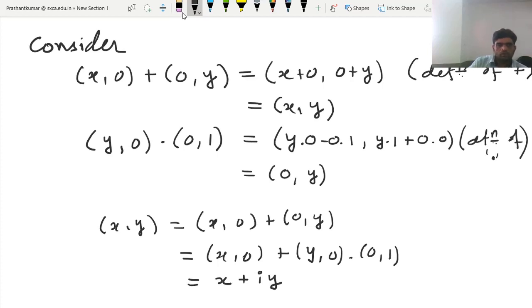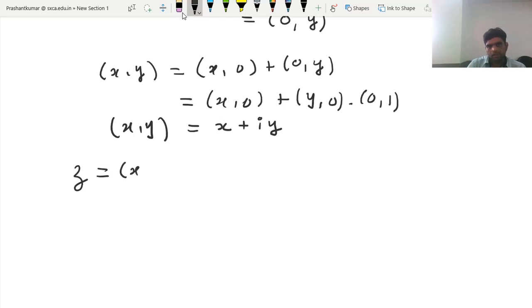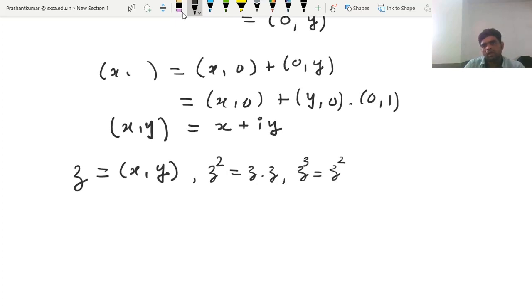Now what we can say is that any ordered pair, any complex number x comma y, we may write as x plus iy. Using the same rule, if you have z which is x plus iy, we may have z square which is z dot z. Similarly, by the definition of product, we have z square dot z and so on. So we can define all such powers.